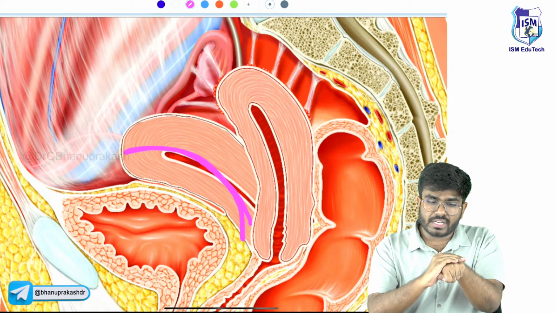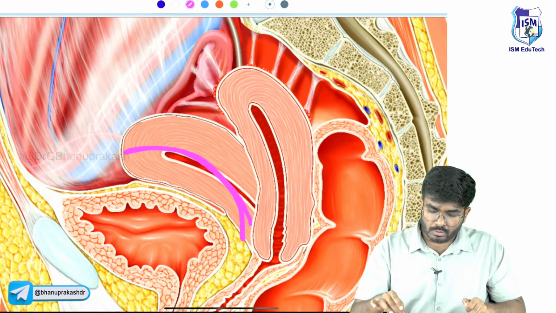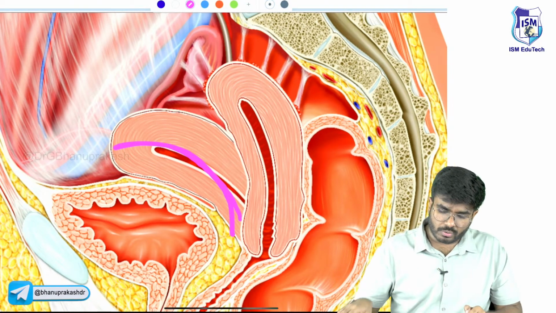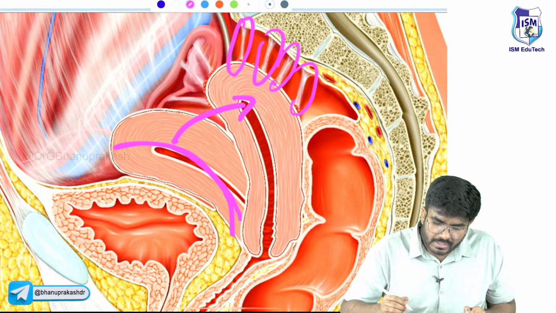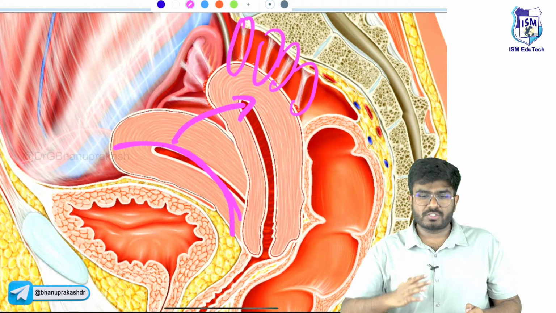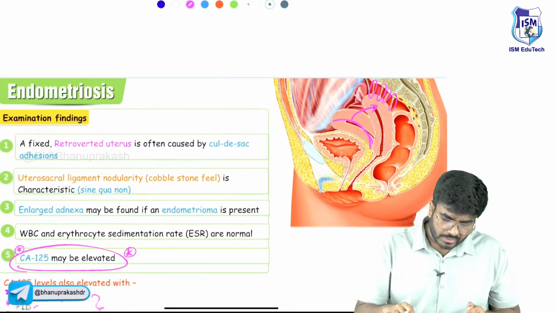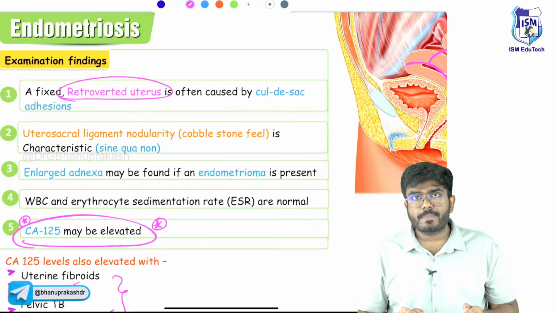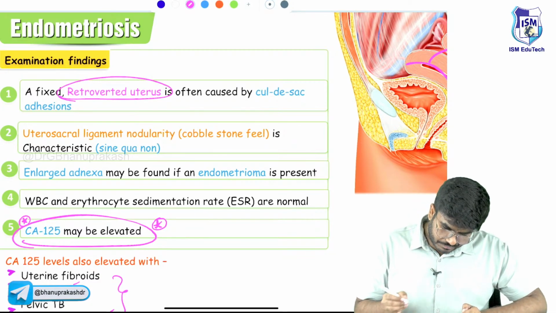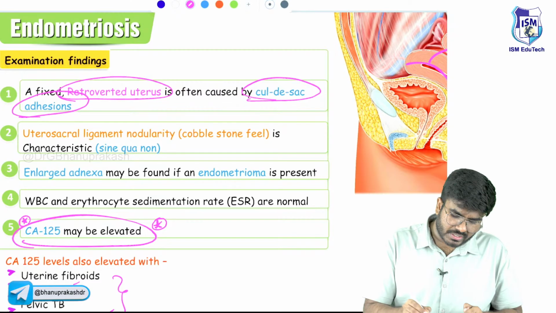Now, because of these adhesions, the uterus will become like this. Now, don't think that the patient is having two uterus. No, it's the same uterus. Because of these unnecessary adhesions, it's becoming retroverted. It's going back like this, retroverted. So what you will say is a fixed retroverted uterus, because of the adhesions.